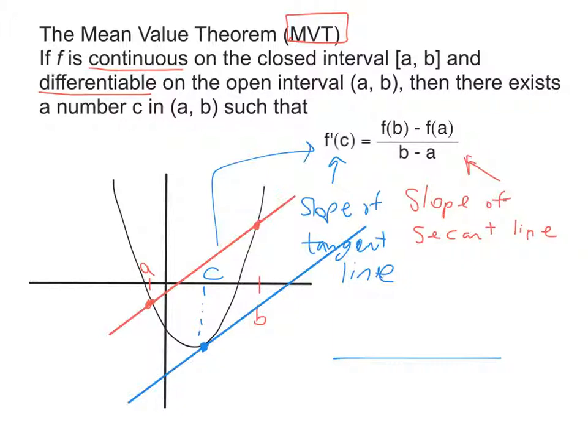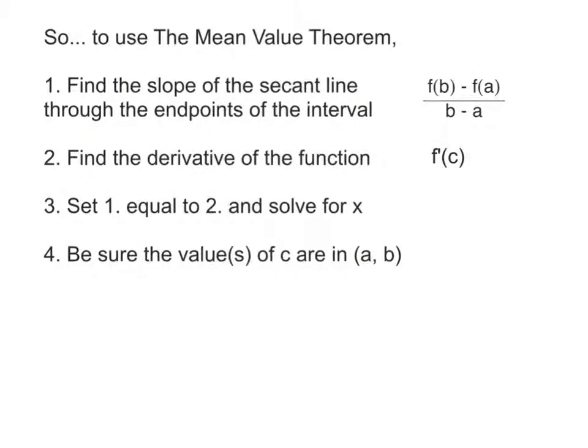Okay, now a good way to tackle these types of problems looks like the next slide. So, if we want to use the mean value theorem, here's some handy steps. First, find the slope of the secant line through the endpoints on the interval, y sub 2 minus y sub 1. Now, if you're only given the x values, you're going to have to plug them into the function in order to find the y values. Then we can find the slope of that secant line. Then, find the derivative of the function. Now, we don't know what the c value is, so just find f prime of x. We haven't found c yet.